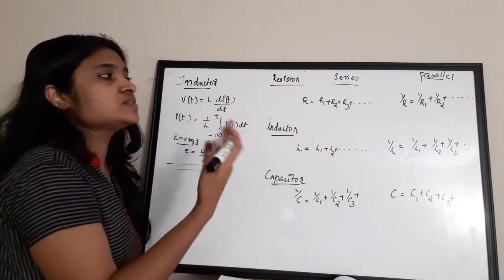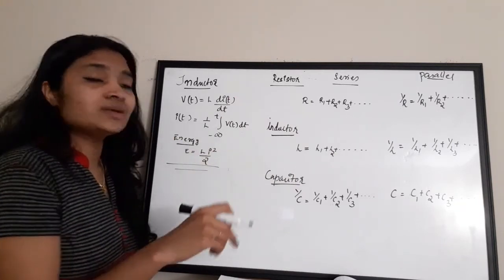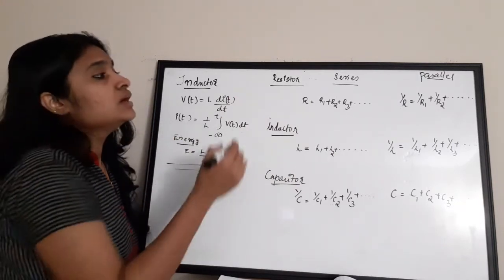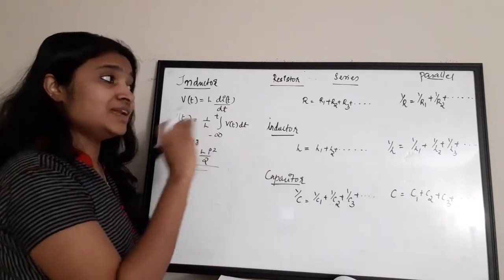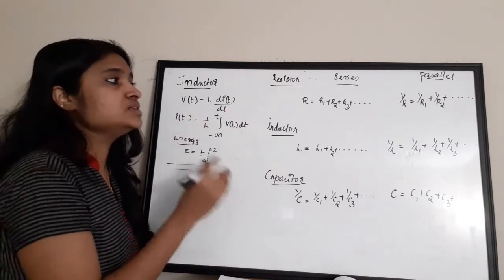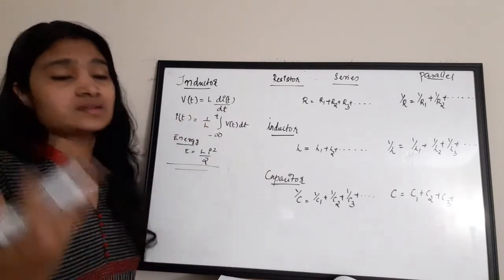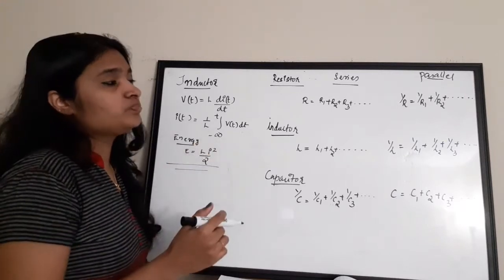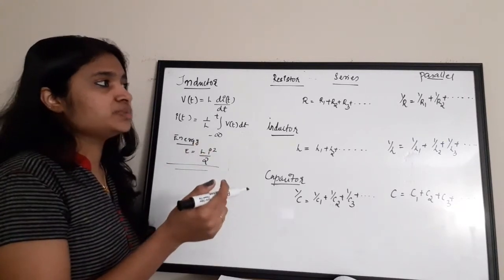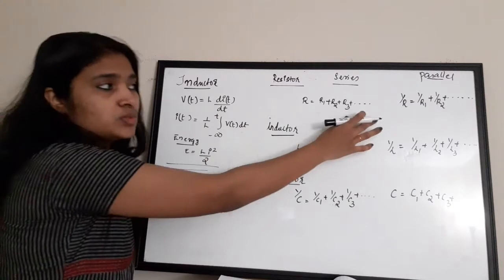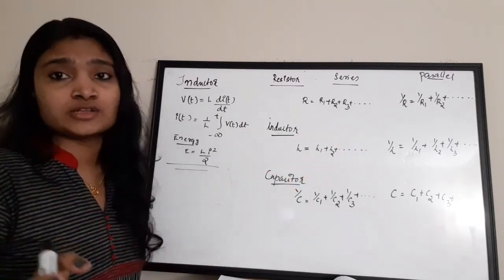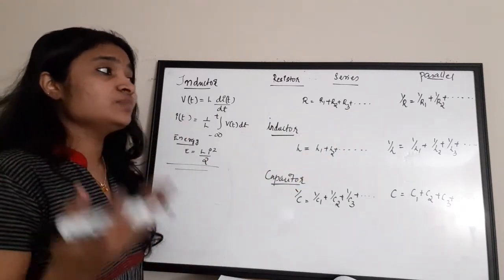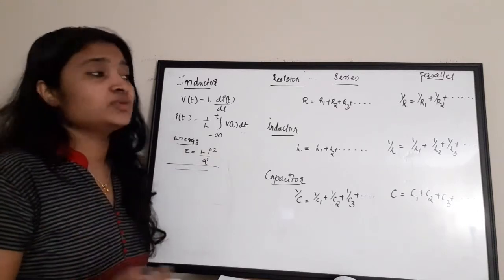When resistors are connected in series, how can the total resistance be calculated? R = R1 + R2 + R3 and so on, for n resistors connected in series, taking the sum of all those resistors. Now, in parallel, what will be the relationship? It is 1/R = 1/R1 + 1/R2 + and so on, up to 1/Rn.